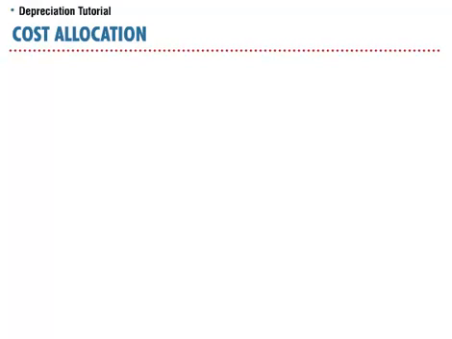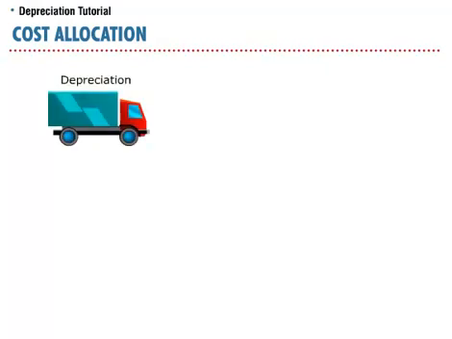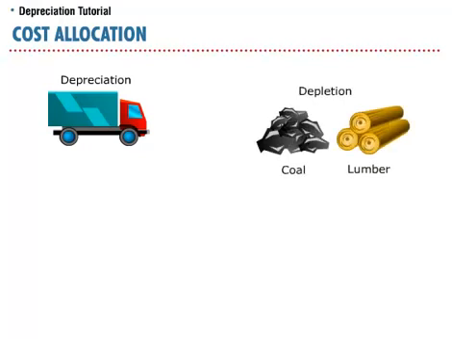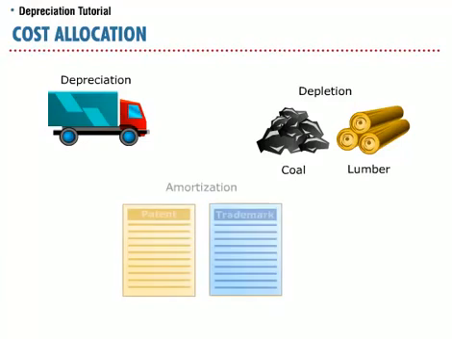When long-lived assets are written off, the term depreciation is most often used to indicate that tangible plant assets have declined in value. Where natural resources, such as timber, gravel, oil, and coal are involved, the term depletion is employed. The expiration of intangible assets, such as patents or trademarks, is called amortization.